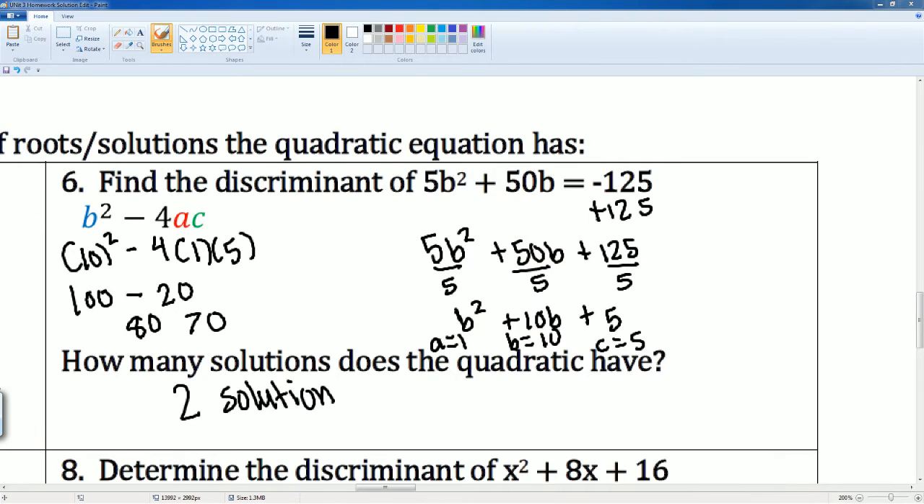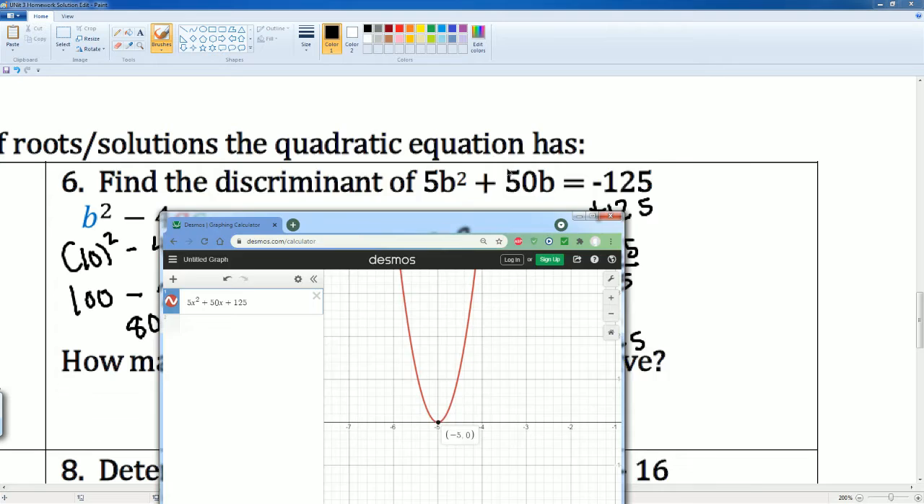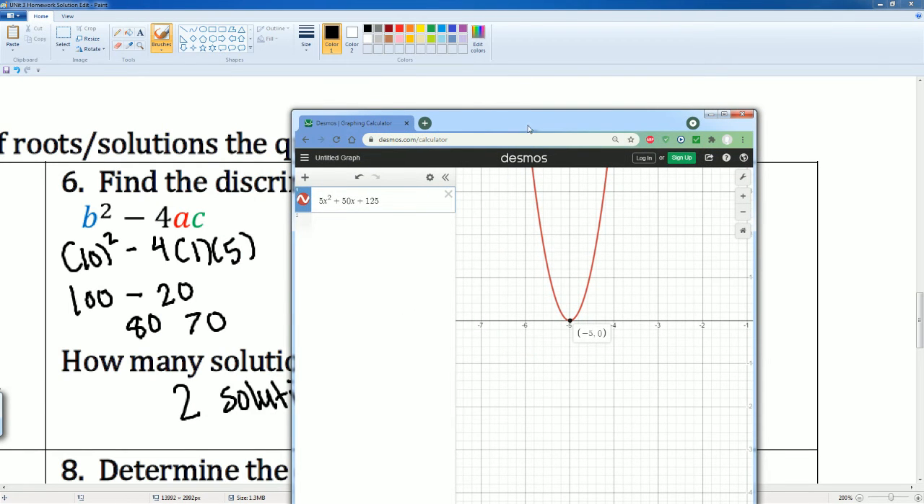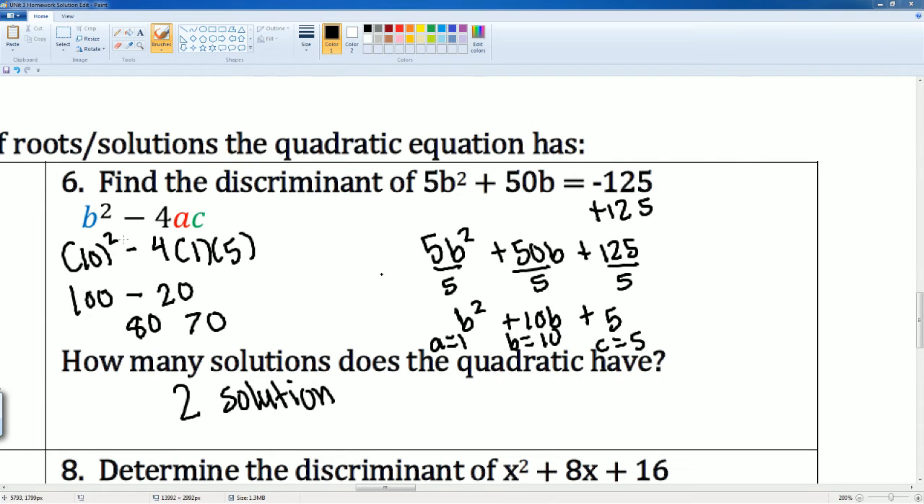Huh. Wait, hold on. Am I wrong? It says I'm wrong because look, it has one x-intercept, so you should have one solution. So I did this problem wrong. Let's just see where I went wrong. Hold on. Resume. Okay, I saw my mistake.